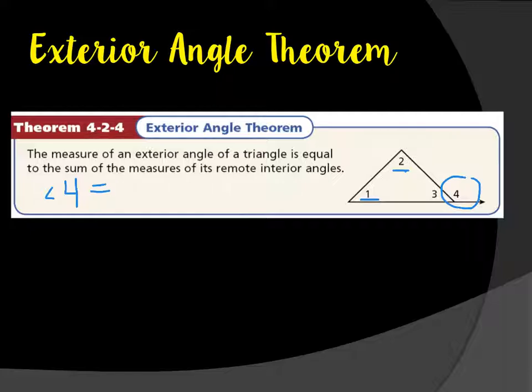So what does the sum mean? Addition. So angle 4 is equal to angle 1 plus angle 2. So if we add the two remote interior angles, we get the outside angle. So angle 1 plus angle 2 is equal to angle 4.